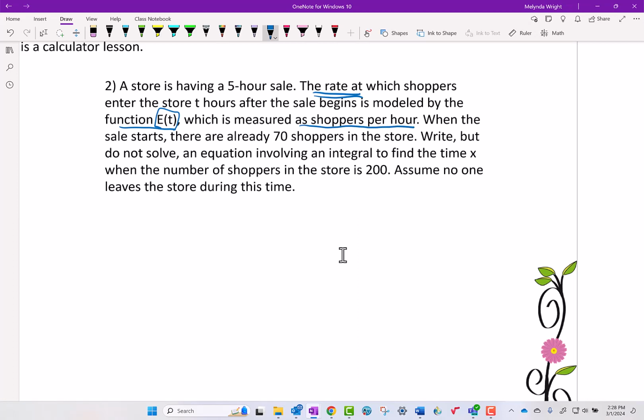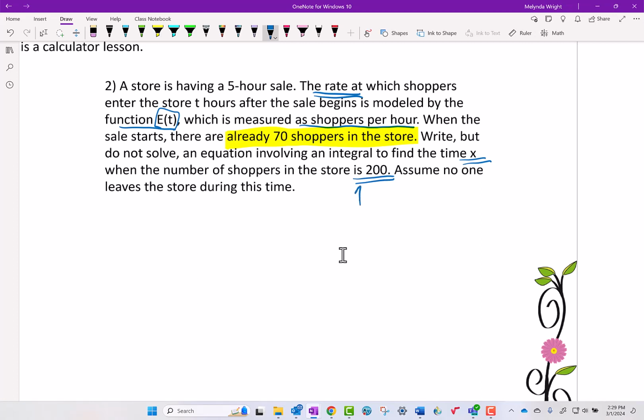When the sale starts, there are already 70 shoppers in the store. So this is going to be significant. We need to recognize we've already got 70 shoppers there. Okay. Write, but do not solve, an equation involving an integral to find the time x when the number of shoppers in the store is 200.